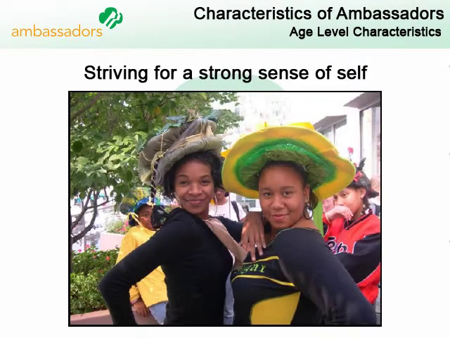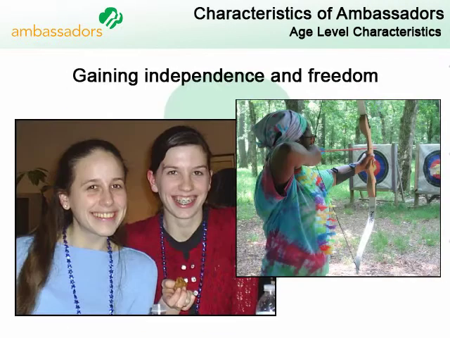Girls this age are striving for a strong sense of self. As an advisor, you should refrain from taking the lead to allow ambassadors to follow their own path. They are also gaining independence and freedom and want to make their own decisions. Let your girls choose their activities and determine the timeline for follow-through. Even if they take longer, make mistakes, or miss deadlines, it's all a part of becoming independent leaders.